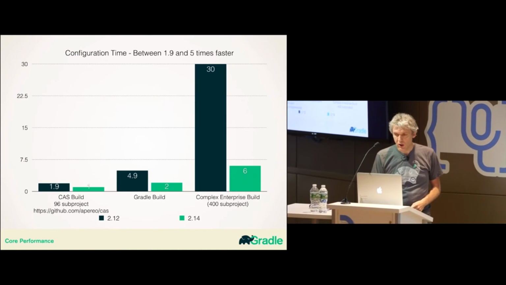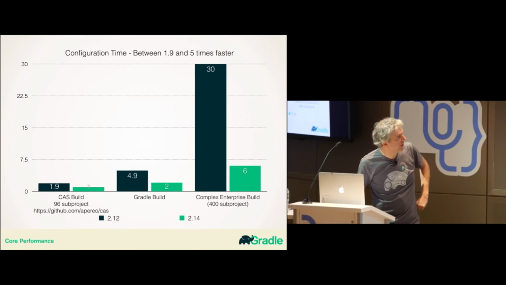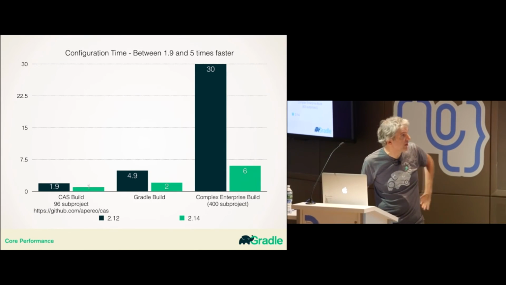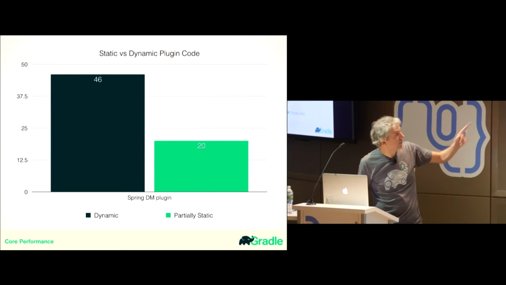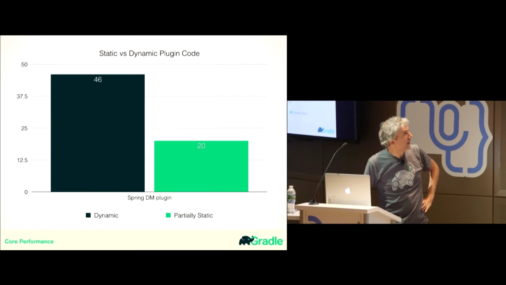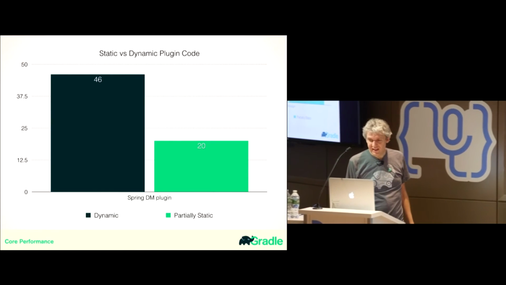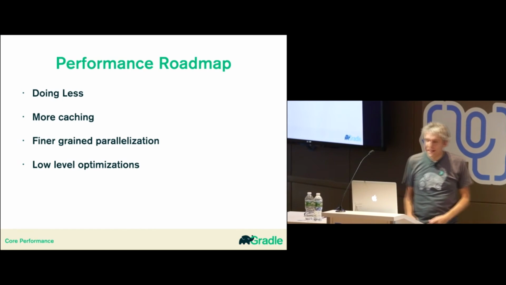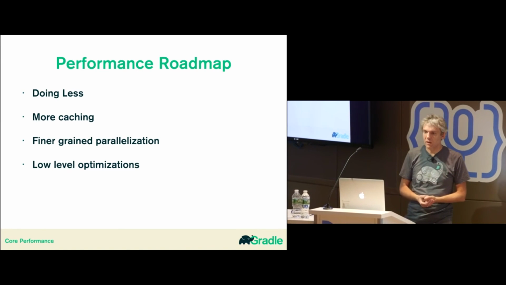And also for Java, configuration time has been extremely improved already with 2.14, and writing plugins in a static language also has a very strong effect. So we're tackling this issue from many sides, right? And it's all about basically doing less, right? I will explain that. More caching, we talked about that.